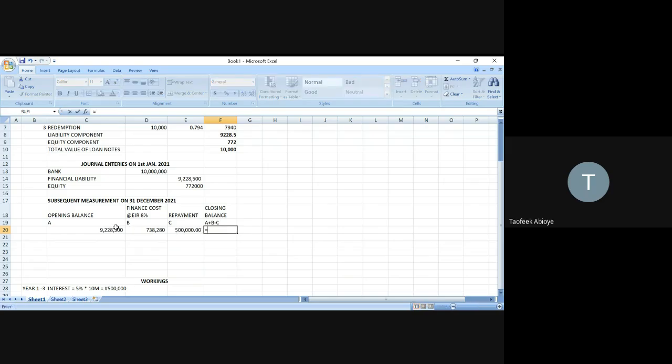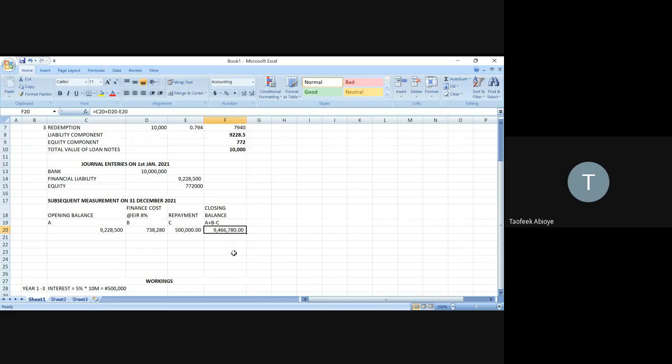We do not remember this list. So A plus B minus C. So this is our financial liability as at December 2021. These are our financial liability as at December 2021.